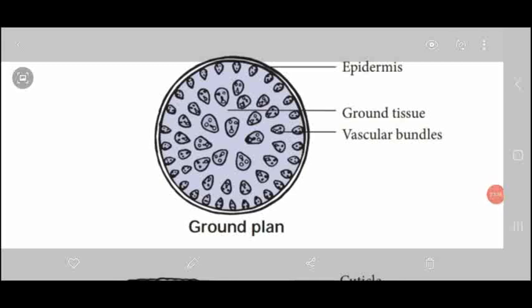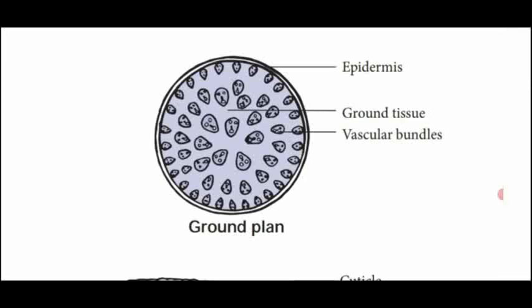Dear students, this is the ground plan of monocot stem, that is mesenchyme. See the diagram. The outermost layer is epidermis. See, the epidermal hairs are absent. Then inner to the epidermis, the black colored round is called hypodermis, which is made up of sclerenchymatous cells. Then inner to the hypodermis, a large region made up of parenchymatous cells is called ground tissue. The ground tissue of parenchyma has a lot of intercellular spaces. The vascular bundles are embedded.